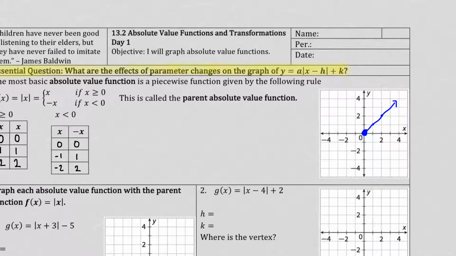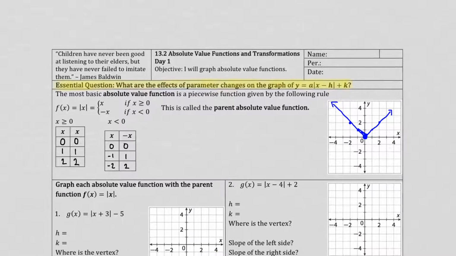Plug in, find negative 1, 1. Let's plot that one. Plot negative 2, 2. And once again, it keeps going on the left side, right? Negative 3, negative 4, negative 5, and so on. So it's going to keep going in this direction. When you connect them, keep them going that way and put an arrow at the end. It does not keep going to the right because of the open circle, which is really a closed circle. And that's what the parent absolute value function looks like.